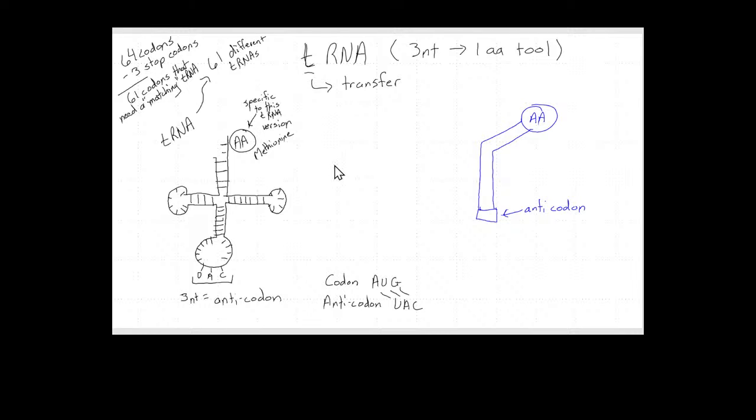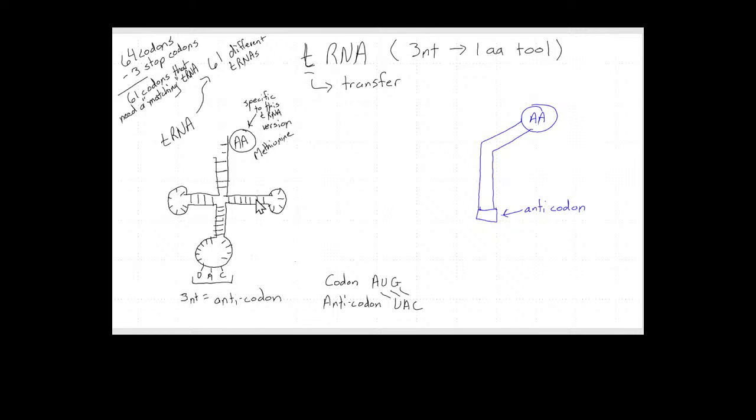Okay, so what good is the tRNA? Remember, on the ribosome, we have the A, the P, and the E sites. The tRNAs, with the amino acids, will come into play when a codon becomes exposed in the A site that matches the anticodon.